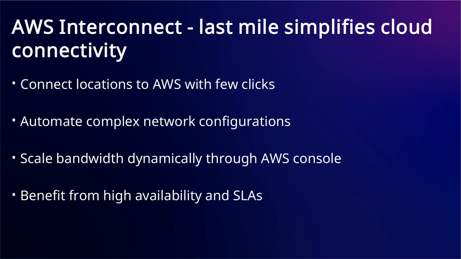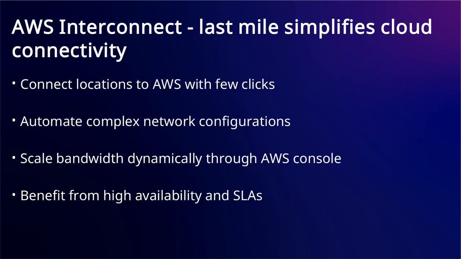Connecting branch offices, data centers, and remote locations to AWS has traditionally been complex, requiring partner discovery and intricate network setup. AWS Interconnect, Last Mile solves this by providing a fully managed connectivity solution. You can connect locations to AWS with just a few clicks, eliminating partner discovery friction. The service automates complex network configurations like BGP peering and VLAN setup. You can dynamically scale bandwidth from 1 to 100 gigabits per second through the AWS console. The offering is built for high availability with SLA backing and includes default MACsec encryption for enhanced security.